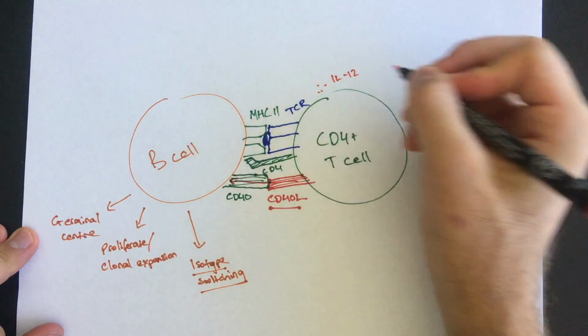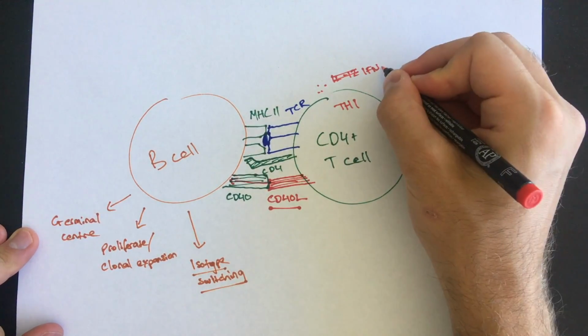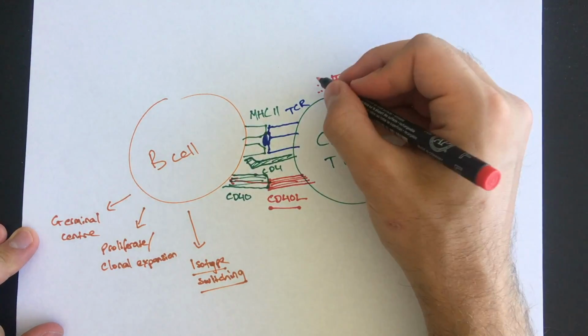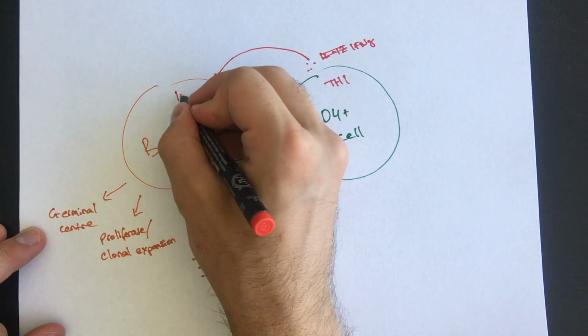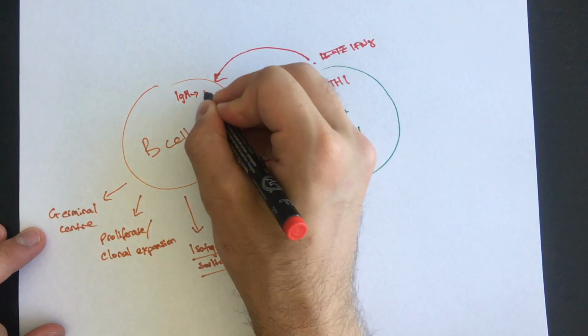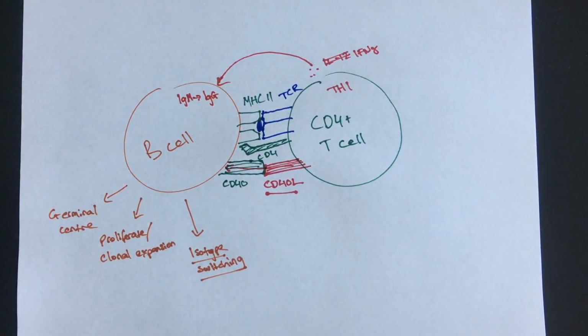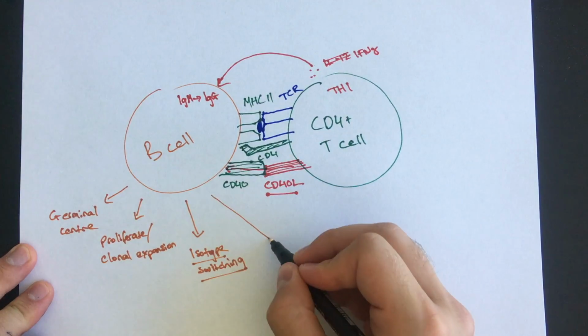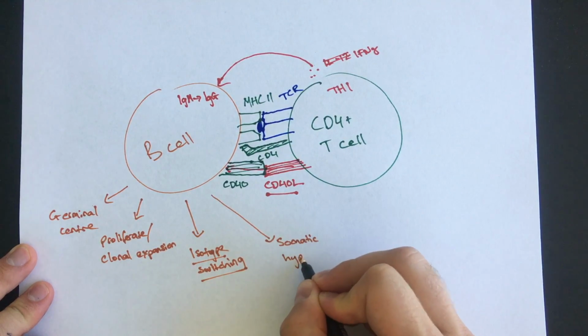Remember that interleukin 12 induces T helper cells to differentiate into T helper 1 cells, which themselves produce interferon gamma, which will stimulate the B cell to isotype switch from IgM to IgG. If we had a Th2 cell, this would produce interleukin 4, which would cause isotype switching from IgM to IgE. Onto the other things that the B cell does in a germinal centre.